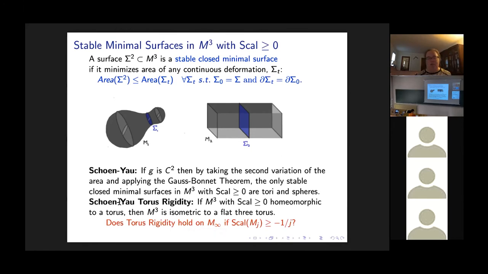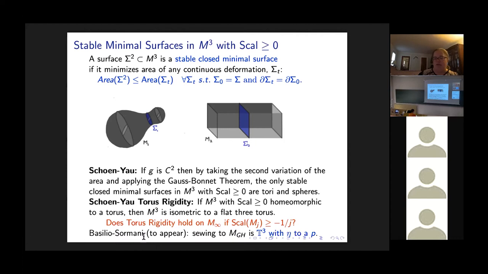So it's natural to ask, does torus rigidity hold on M infinity if the scalar curvatures of the M_j are, we don't assume that they're greater than or equal to 0, we assume they're greater than or equal to -1/j. So they're sort of moving up towards being greater than or equal to 0. So this is another question Gromov posed. And now the examples I talked about before don't quite work because you can't just attach tunnels to something that isn't positive.